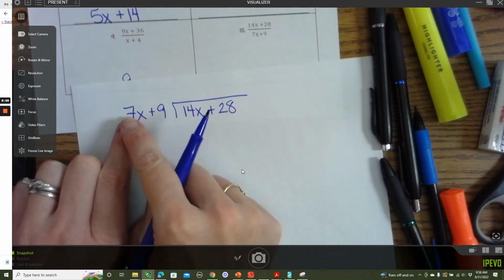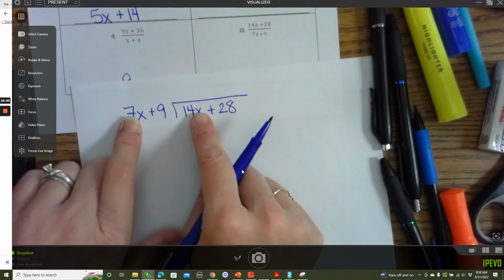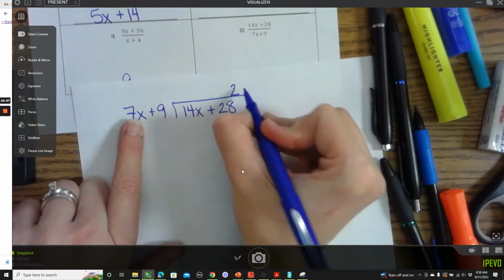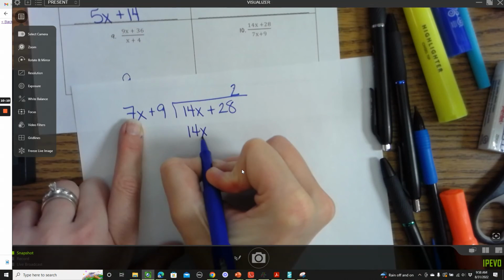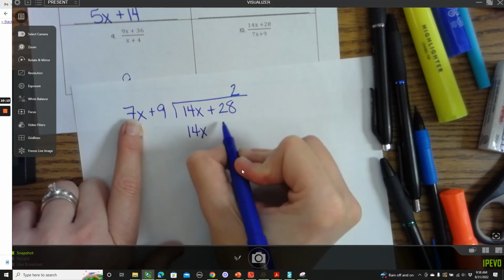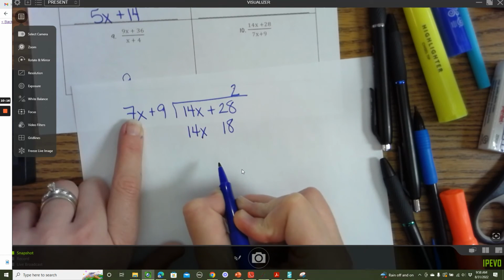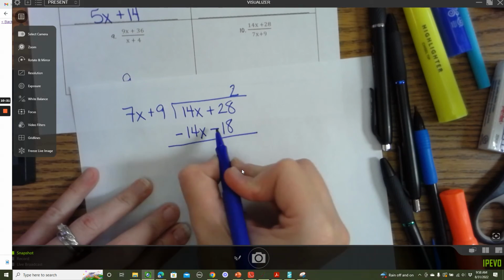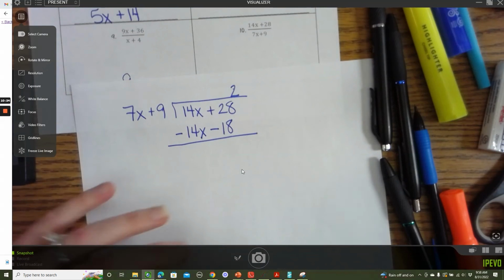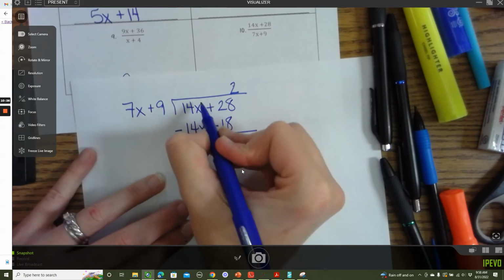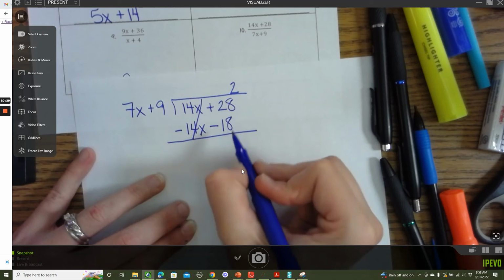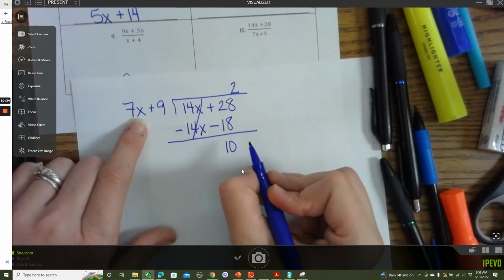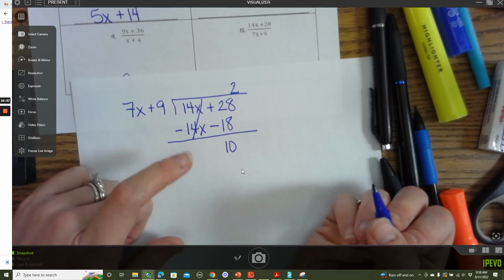7x and 14x. 7x times what gives me 14x? 2. All right, 7x times 2, 14x. 9 times 2 is 18. But remember, we got to subtract these pieces. So if that had been a negative 18, we would have made it positive. So 14x minus 14x, that cancels. What's 28 minus 18? 10. Well, 7x won't go into 10 because there's no x.